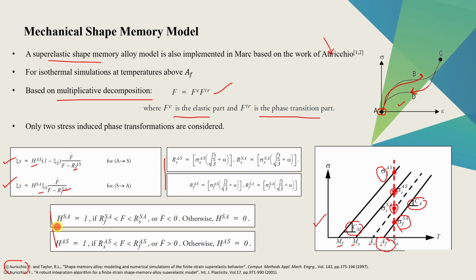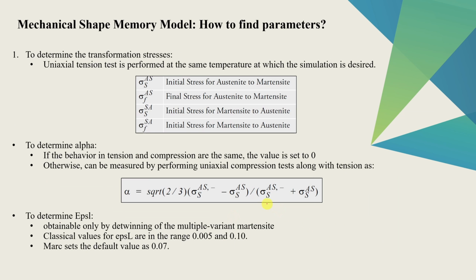Out of that, this HSA and HAS work as logical operators just to decide which equation will be used. You can think of it as these parameters deciding if the transformation is happening from martensite to austenite or austenite to martensite. So in total, we will need these 6 parameters to define the mechanical material model.